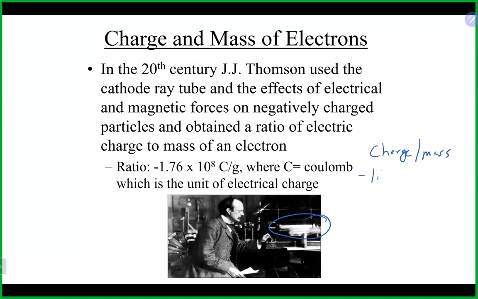Doing some calculations, he was able to figure out that it is negative 1.76 times 10 to the 8 coulombs per gram. A coulomb is a unit of electrical charge, and grams is the mass. So again, that is the charge to mass of an electron. One of the earliest discoveries about an electron was this charge to mass discovered by Thomson using the cathode ray tubes. You don't necessarily need to know the actual number, but you do need to know Thomson used the CRT, or cathode ray tubes, to figure out the charge to mass of an electron.